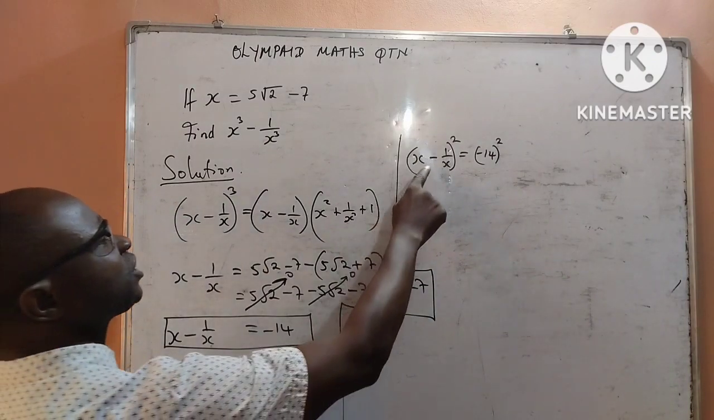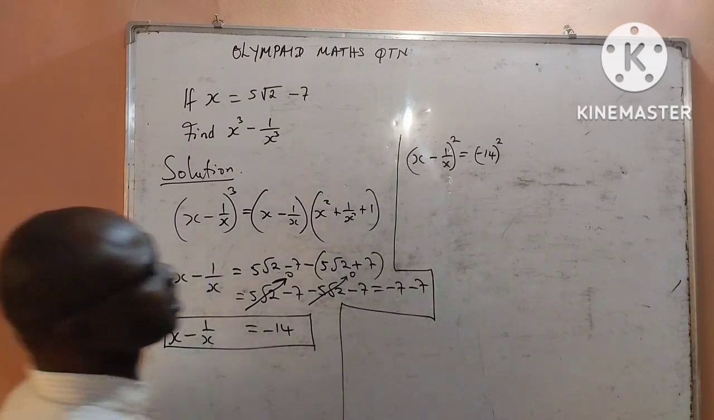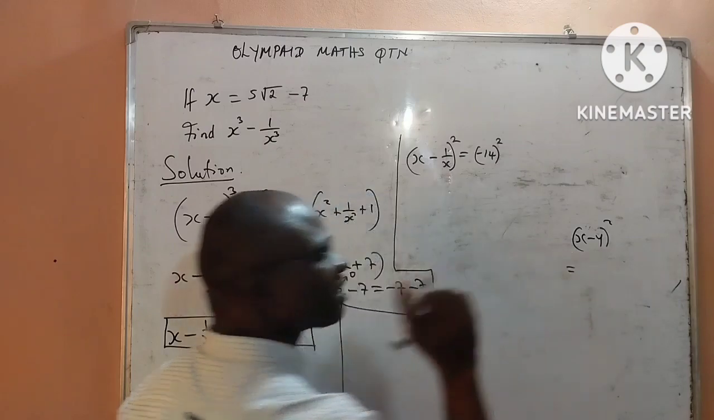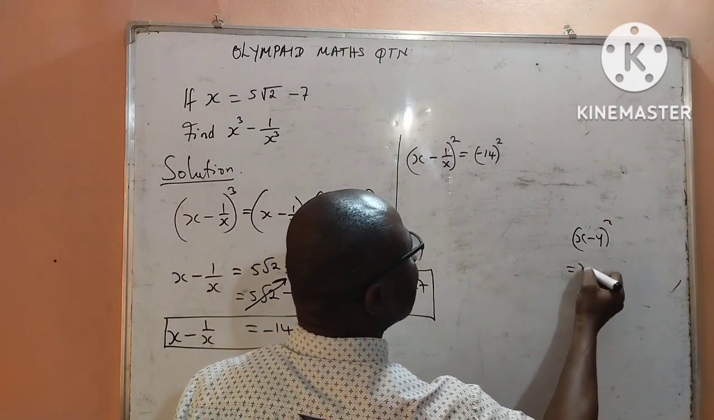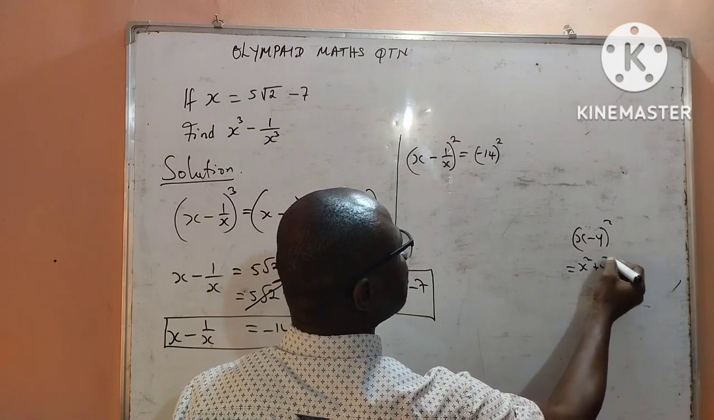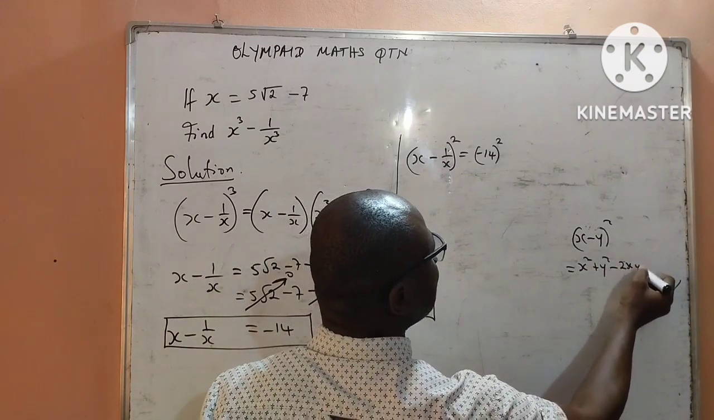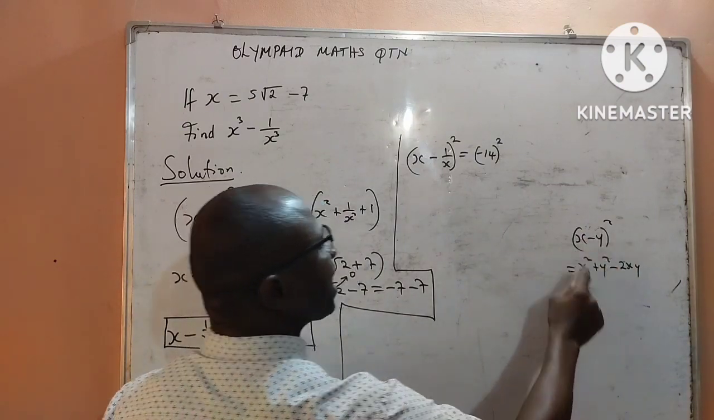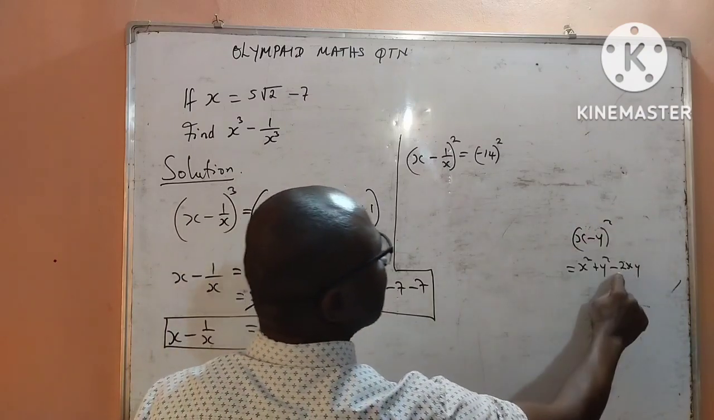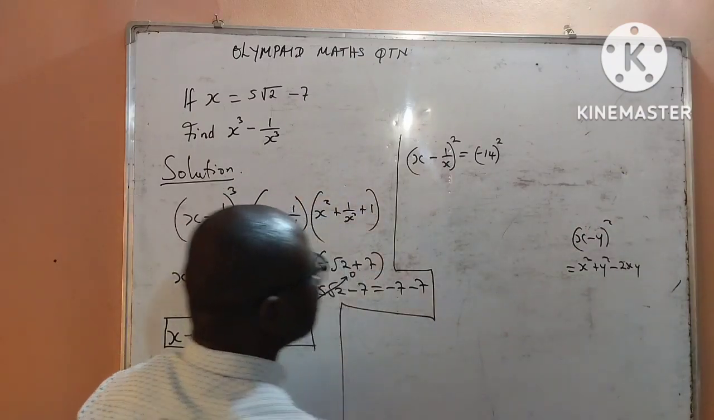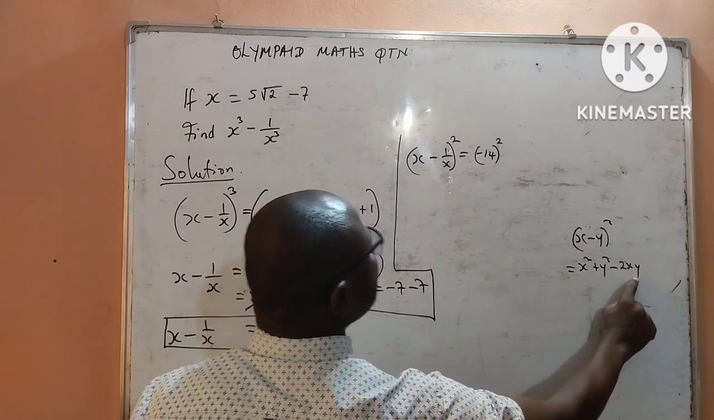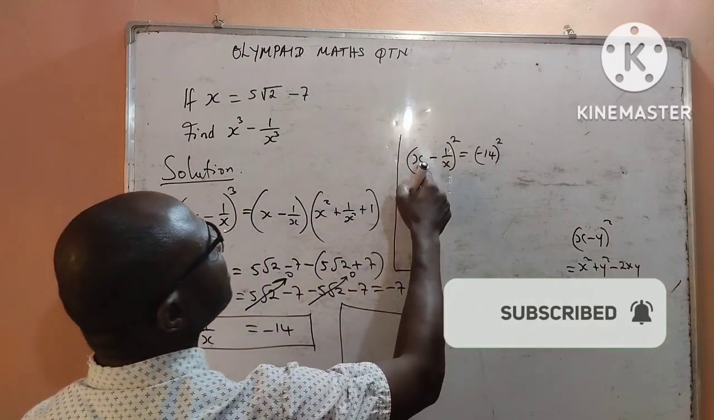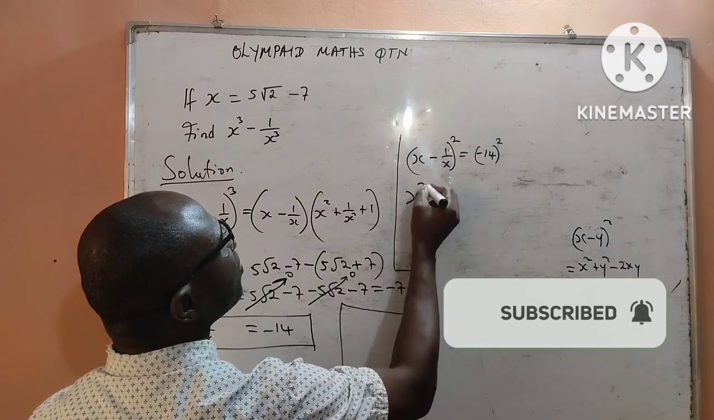Good. To expand the difference of 2 squares, x minus y all squared, this will result in x squared plus y squared minus 2xy. That is, you square the first term, then square the second term, then multiply the 2 terms and multiply by 2. The knowledge of this shall be used in expanding the difference of 2 squares here, and from here I shall now have x squared.